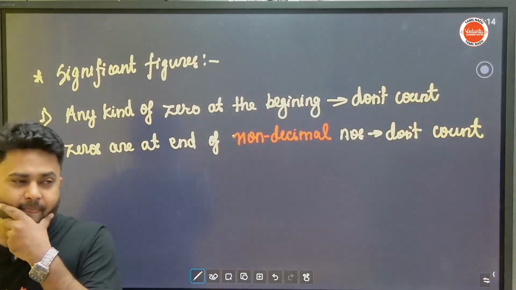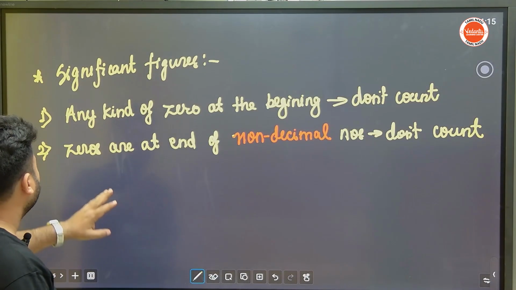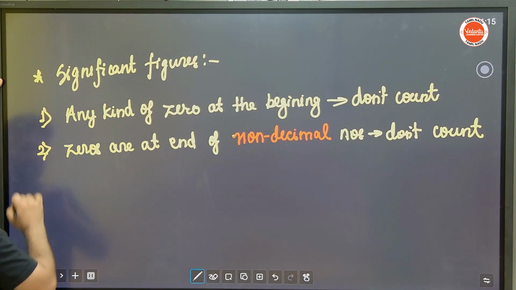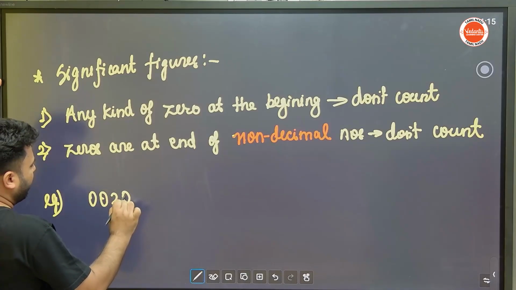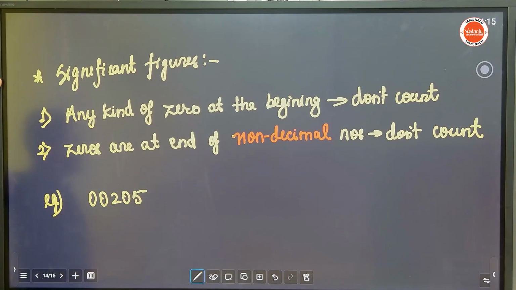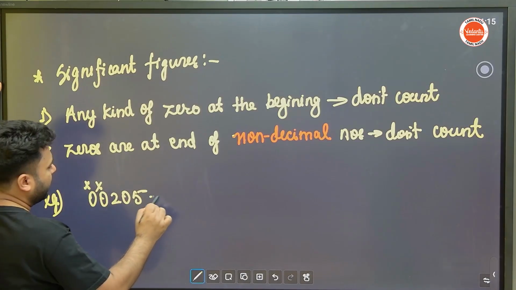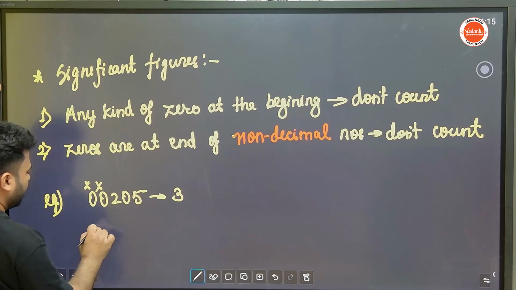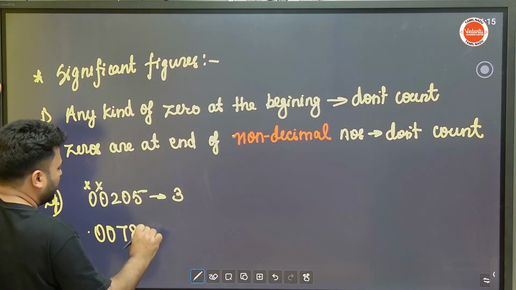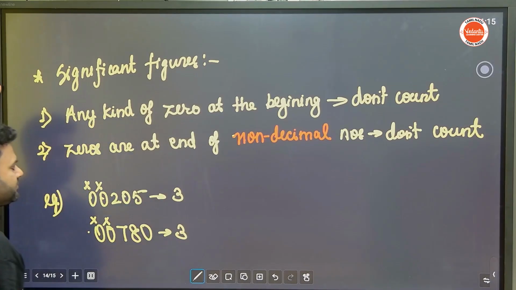For example, I am giving like first case. Like if you see 00205, they ask what is the number of significant figures. So these zeros are at the beginning, don't count. So here we have 3 significant figures. If you get 0.00780, so you have again zeros at the beginning, don't count. So again significant figures 3.